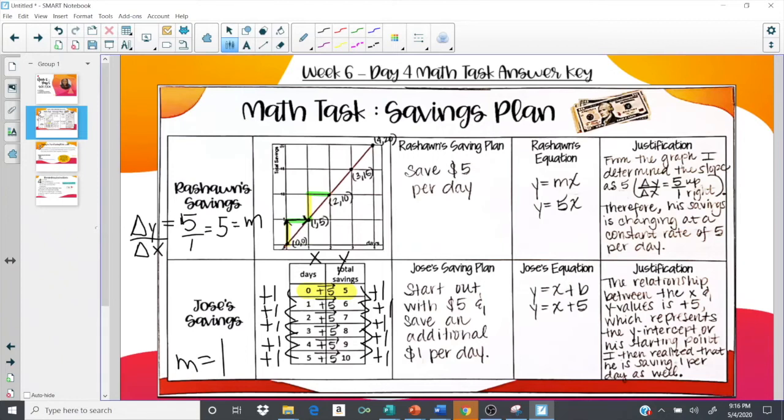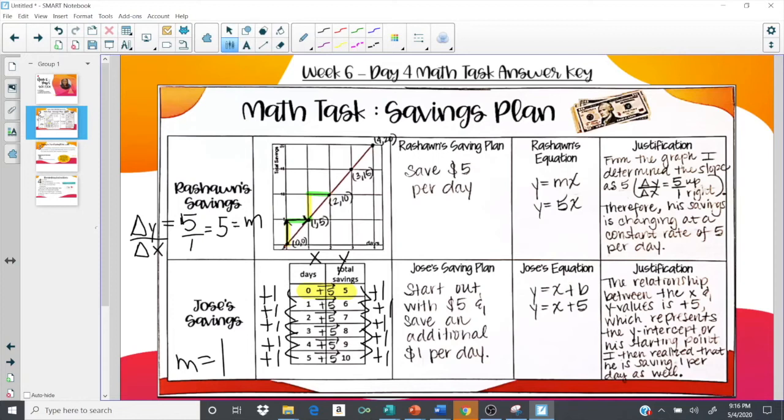Okay? Therefore, Jose's savings plan would be to start out with $5 and save an additional dollar. That is our constant rate of change. It's only changing $1. So save an additional dollar per day.